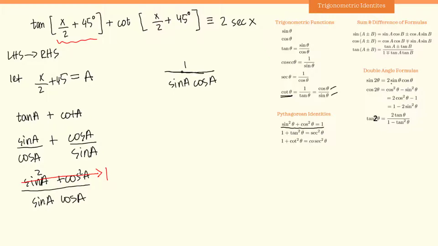Now in the denominator, I have sine a times cosine a. I have two trigonometric functions getting multiplied by each other. But the right hand side, which we need to show, has only one trigonometric function. So I'm going to replace this sine a cosine a by one trigonometric function. And if we look at our formulas, there's only one formula in which a sine function gets multiplied by a cosine function. And this says sine of 2 theta is equal to 2 sine theta times cosine theta.